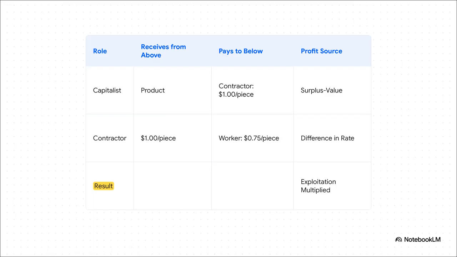You can see right here how the exploitation just gets multiplied. The main capitalist is still extracting their surplus value from the whole process. But now you have this contractor, this middleman, who carves out their own profit. And that profit comes from one place, the difference between the rate they get and the lower rate they pay the actual worker. This system allows for the absolute maximum squeezing of the laborer, who is often stuck working in really isolated and unregulated conditions.